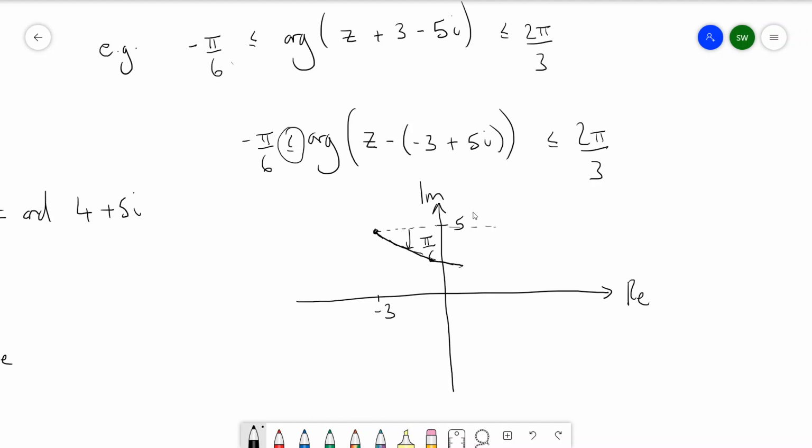We also need to draw on the line that moves away from this point at an angle of plus 2 pi over 3. So that's going to be something like, and I've not drawn it very well, something like that. Obviously they wouldn't lie in a straight line. So that angle there is 2 pi over 3. And then z could lie anywhere in this region between these two angles. That's because if we take z anywhere in this region, say down here, then the vector that starts at minus 3 plus 5i and goes to z will have an argument of between minus pi over 6 and 2 pi over 3.